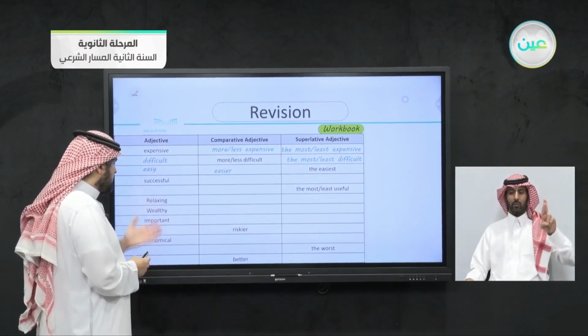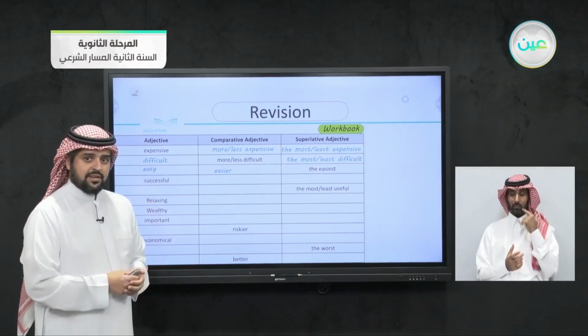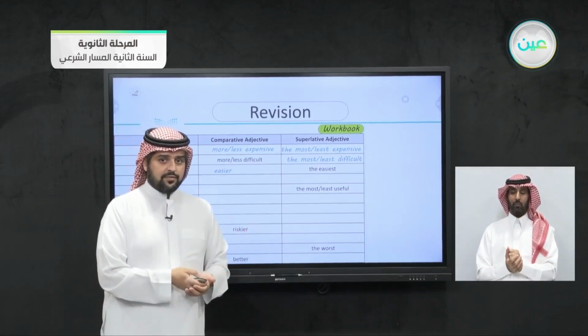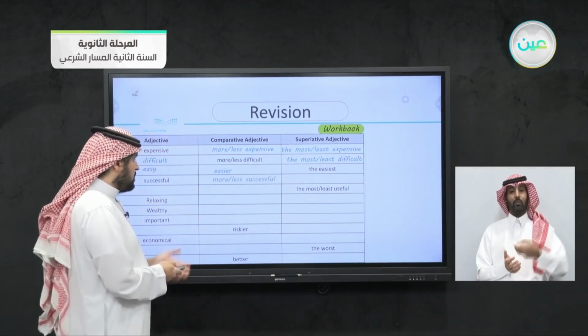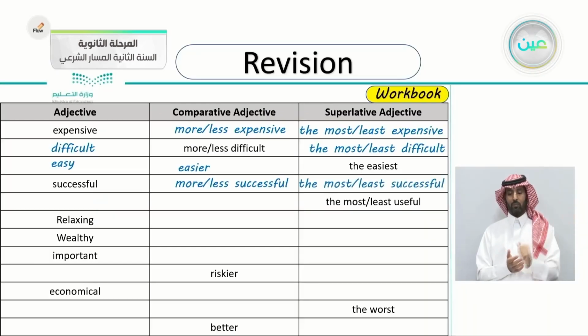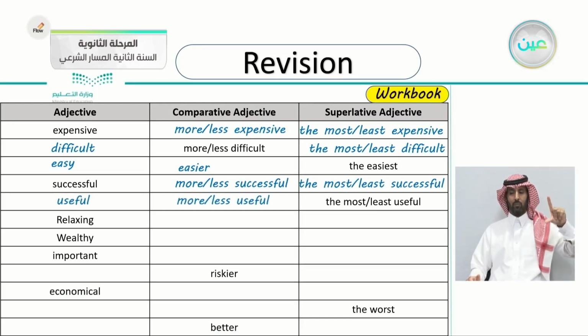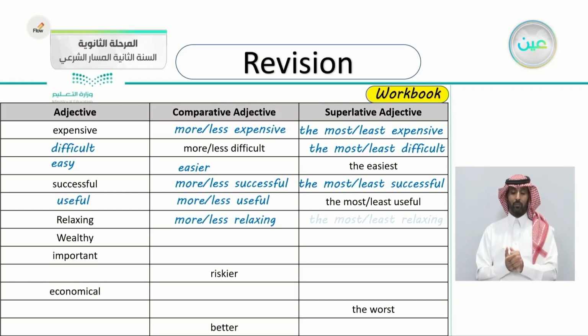The next adjective is successful. The comparative and the superlative forms are very good. More or less successful, or the most or the least successful. What about the most or the least useful? Very good. You say useful or more or less useful. What about relaxing? Yes, you say more or less relaxing. And the superlative form is the most or the least relaxing.